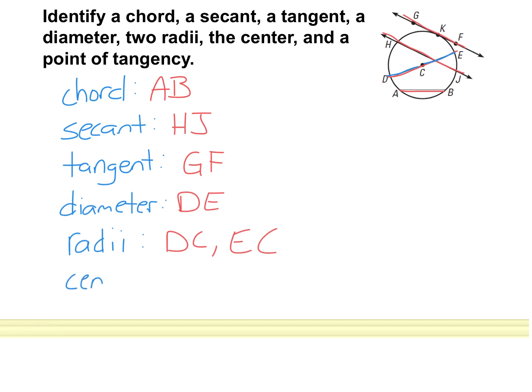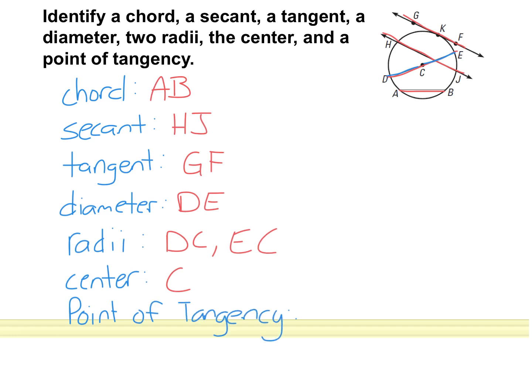Next is the center of the circle. What's the definition of the center of a circle? C. Pretty self-explanatory, right? Center of the circle. C. And last one, we have point of tangency. What do you think that means?